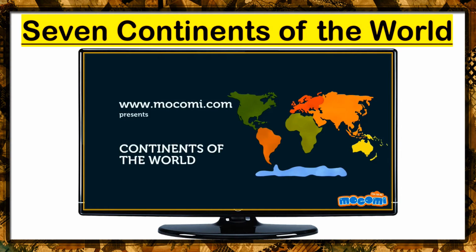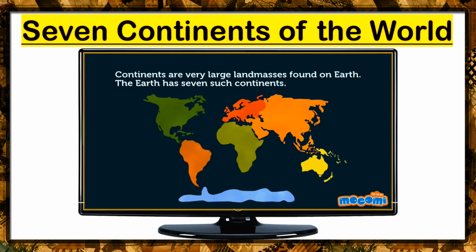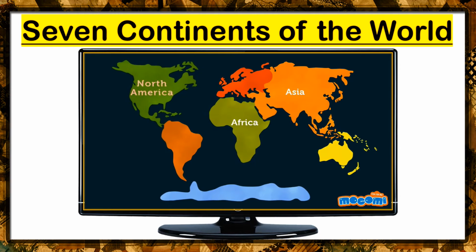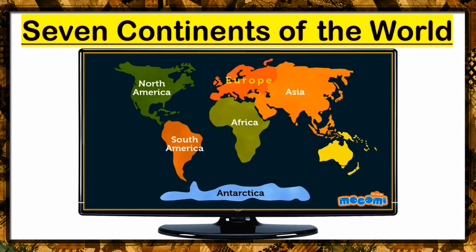Continents of the world. Continents are very large landmasses found on Earth. The Earth has 7 such continents: Asia, Africa, North America, South America, Antarctica, Europe, and Australia.